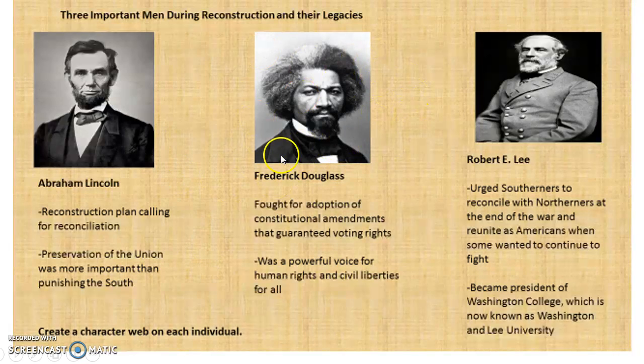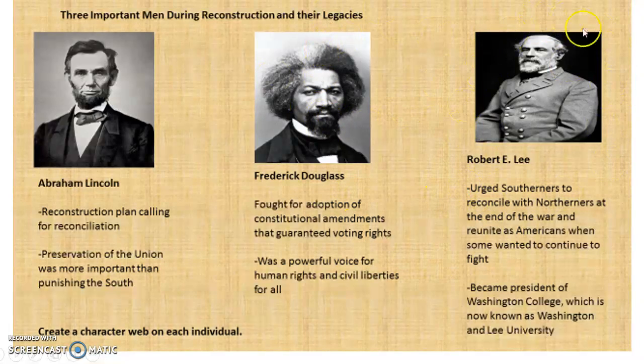Frederick Douglass, abolitionist, he fought for the adoption of constitutional amendments that guarantee voting rights. He was a powerful voice for human rights and civil liberties for all. And he pushed for the 14th Amendment and 15th Amendment. And also he worked with Lincoln to enlist African American men into the Union Army, particularly after the Emancipation Proclamation.